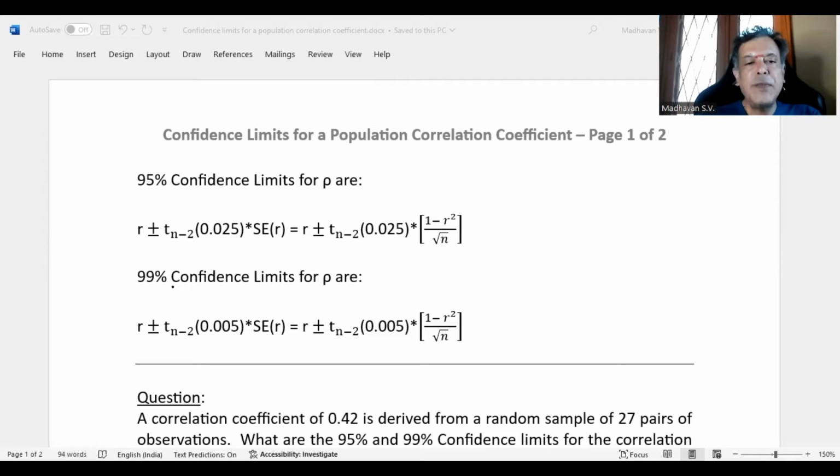Similarly, 99% confidence limits for rho are R plus or minus t of n minus 2 degrees of freedom at the 0.5% level of significance times the standard error of R. That remains the same. Now let us do some numericals for this.